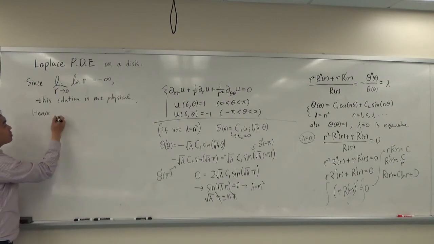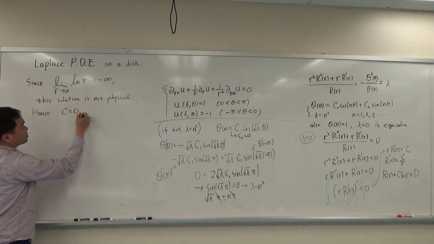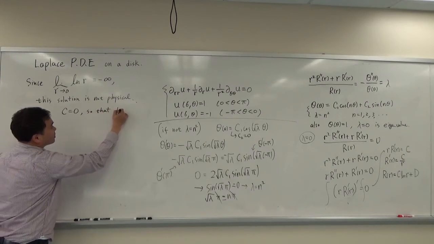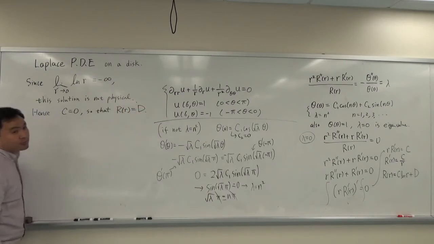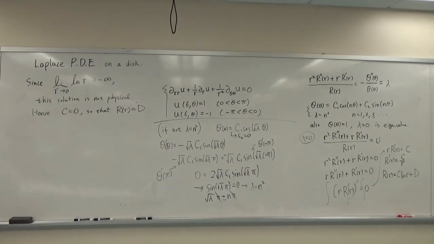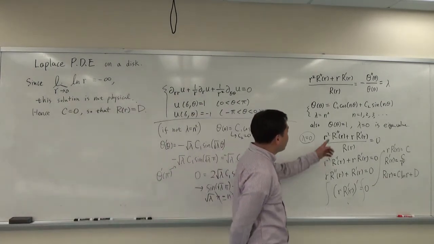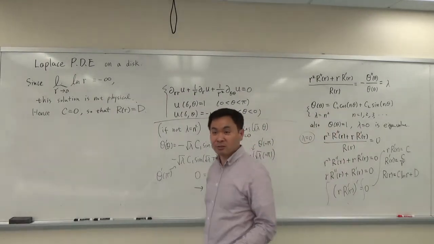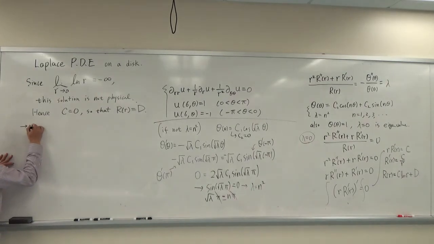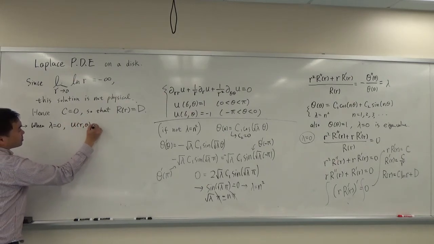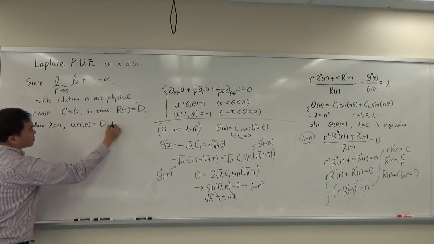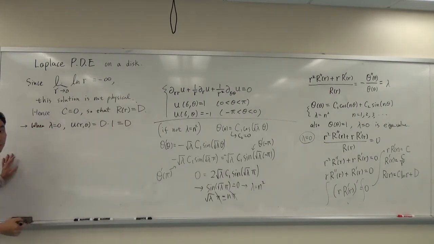So hence, C must be 0, so that R of r is just a constant. So that's nice. When lambda is 0, both theta and R must be a constant. So this means that when lambda is 0, your u of r, theta is just a constant times a constant. So just some constant. Okay?